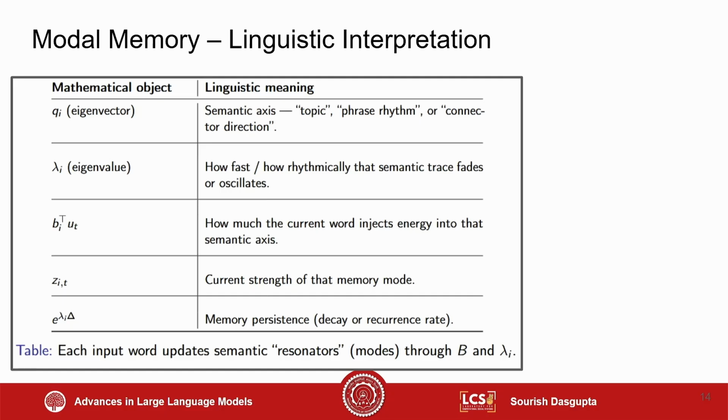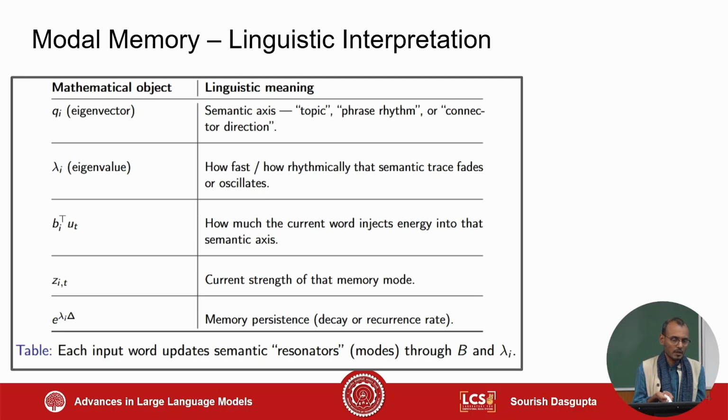So again, the linguistic representation would be: the eigenvectors are the semantic axes or directions, like topic, phrase, connectors like who, which, what. So those sort of connectors, directions, and so on. Lambda I is how fast or how rhythmically the semantic phrase fades or oscillates. B I transpose u t would be how much the current word injects energy into that particular semantic axis I, and z I of t would be the current strength of that particular memory mode.